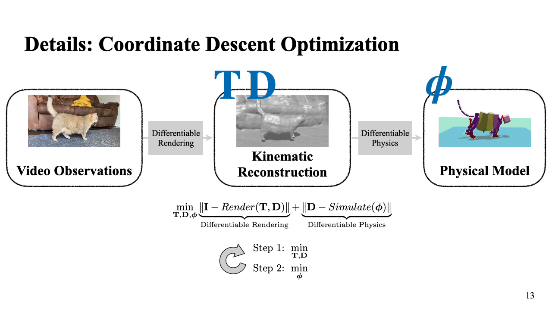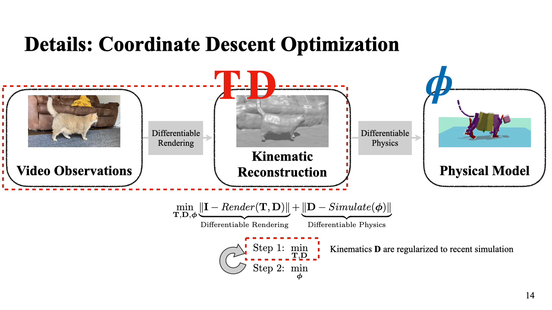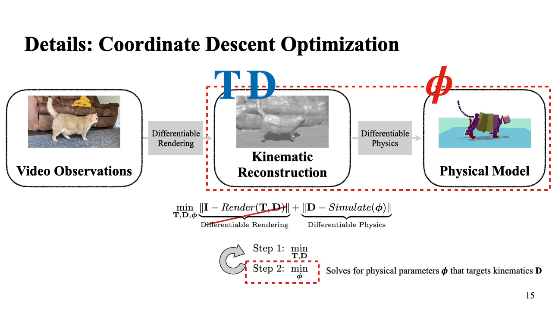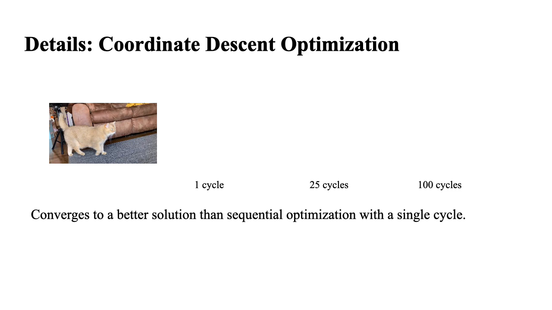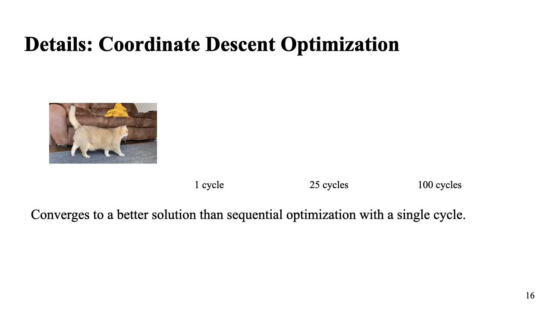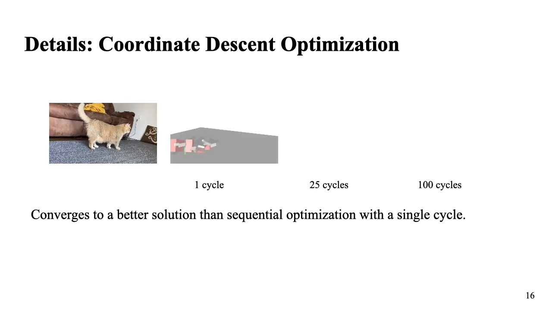To recap, we are solving kinematic reconstruction and the physical parameters by alternating between a differentiable rendering step and a differentiable physics step. In each cycle, we first optimize the kinematic reconstruction, where we only need to compute the differentiable rendering term, and the physics term becomes a regularizer. We then optimize the physical parameters by computing the differentiable physics term using the frozen kinematic reconstruction as the target. After multiple cycles of coordinate descent, the parameters converge to a better solution that is faithful to the input video and can be tracked in a physical simulator.